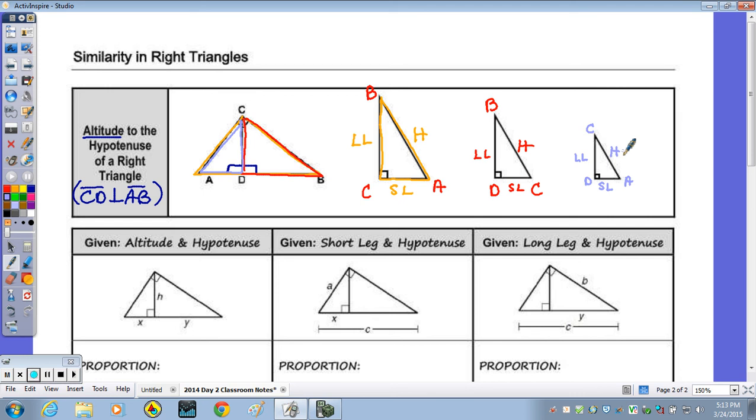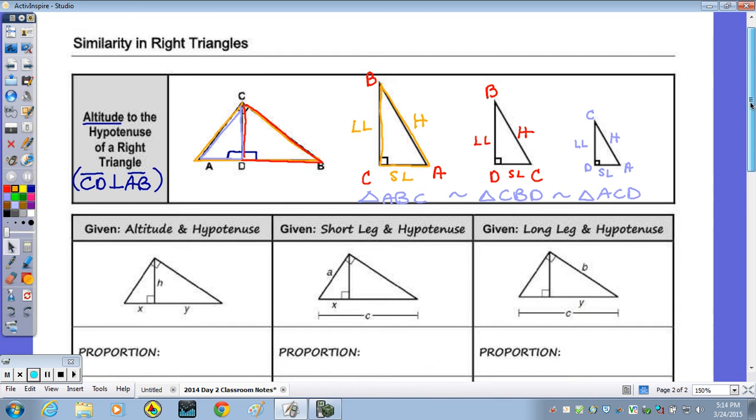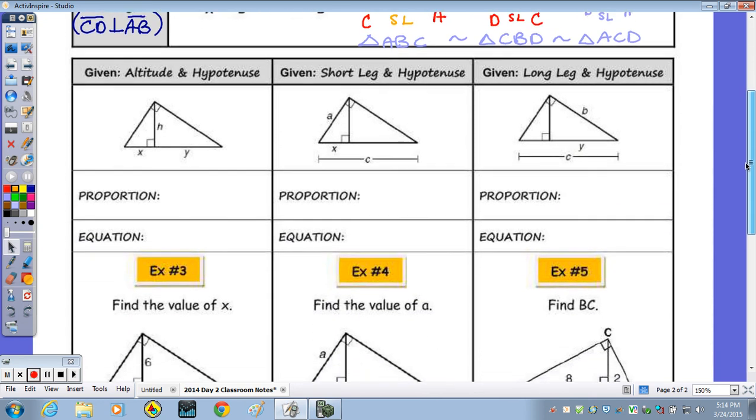So when you have the altitude drawn within the hypotenuse, these 3 triangles are similar. So triangle ABC is similar to triangle CBD, which is similar to triangle ACD. So because they're all similar, I can go ahead and from there write my corresponding proportions. There are 3 proportions that we have in each. Again, I like to use the language short leg to long leg.